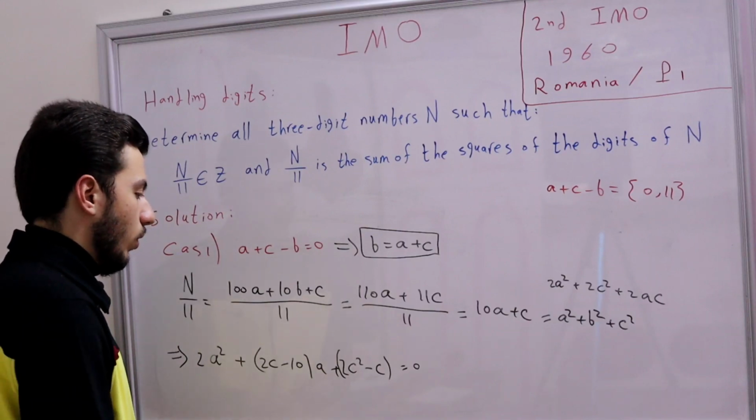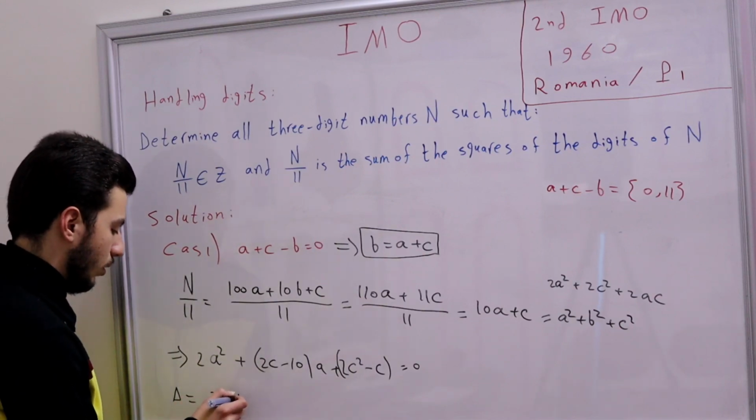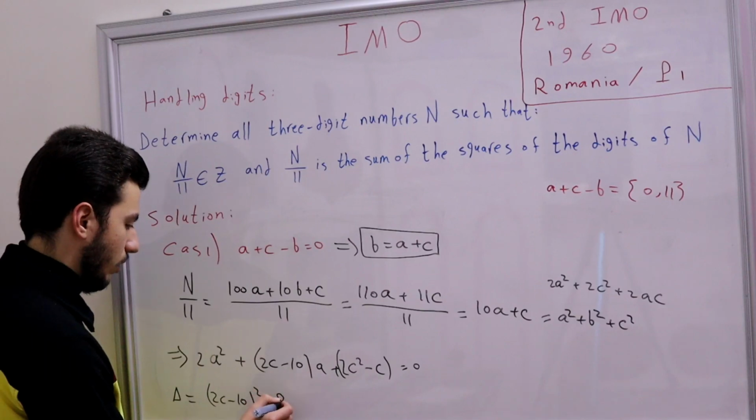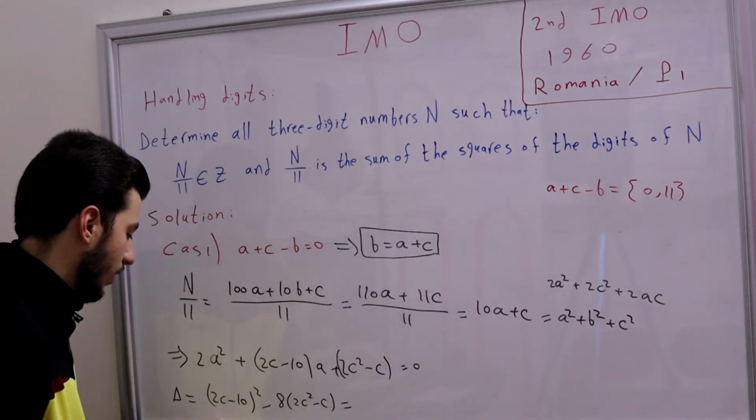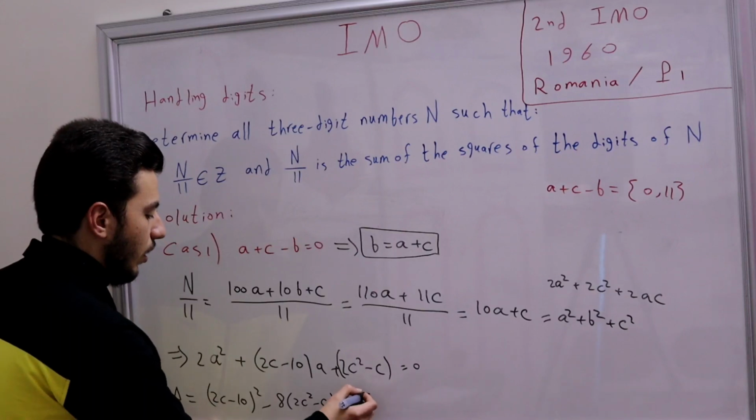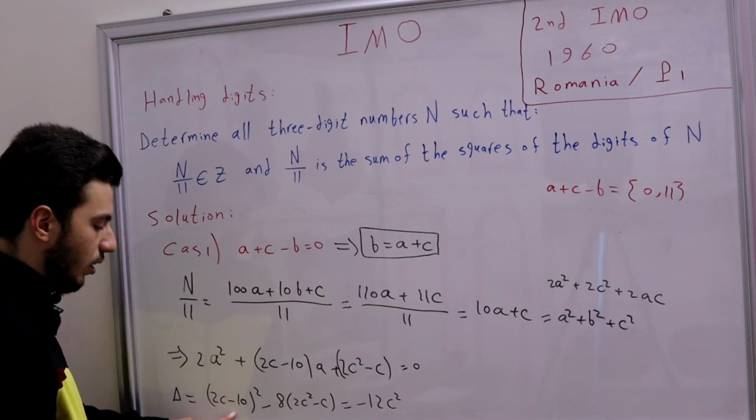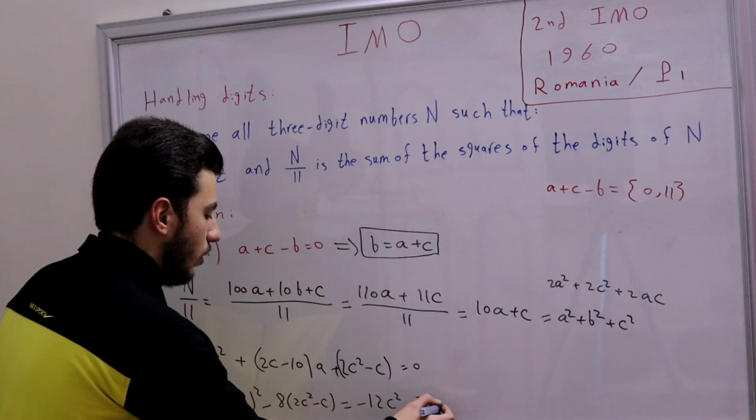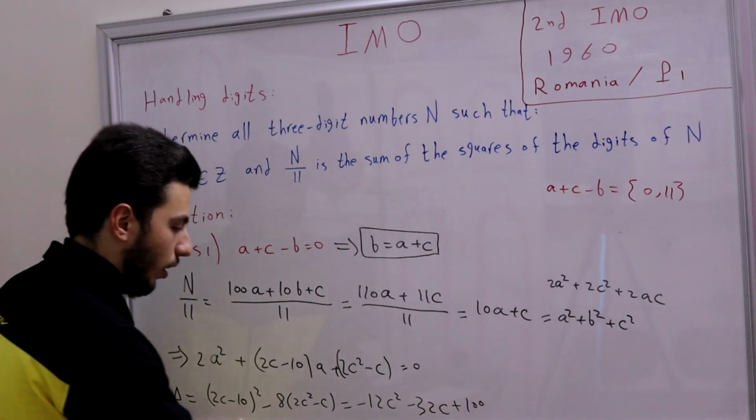So let's find out what delta is here. Delta here is 2c minus 10 squared, minus 4 times 2, which is 8, so 8 times 2c squared minus c. Let's try to expand and cancel some stuff. Here we have 4c squared, here we have 16, so 4 minus 16 is negative 12c squared. Then we have minus minus 40c, and here we have plus 8, so that means this is minus 32c. I hope we don't make any mistake. And then we have plus 100.